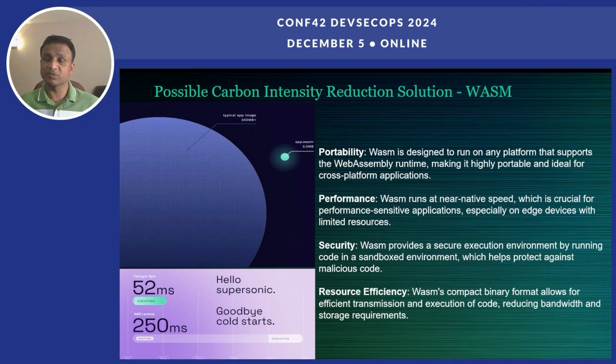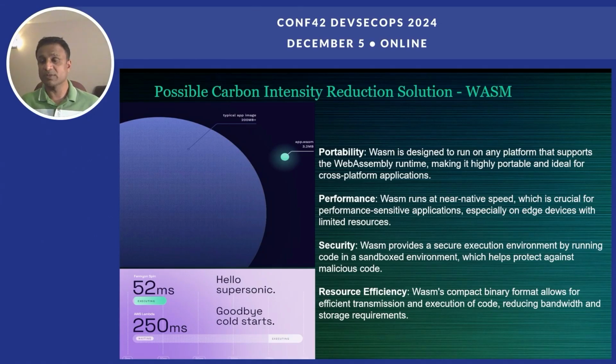WebAssembly System Interface, WASI, is a modular system interface for WebAssembly. It provides a standardized set of APIs that WebAssembly modules can use to access system resources like the file system, network, and time. This means you can run WebAssembly code outside of a browser on any platform that supports WASI. In a sense, WASM is about running high-performance code on the web, and WASI is about making the code portable and able to interact with system resources across different environments.